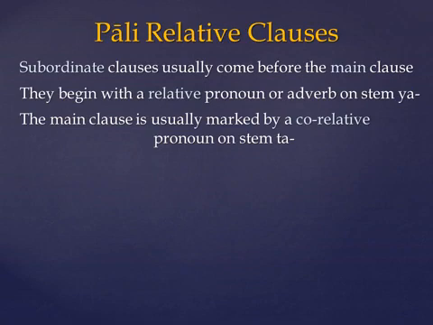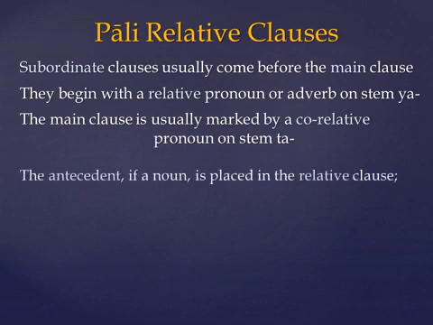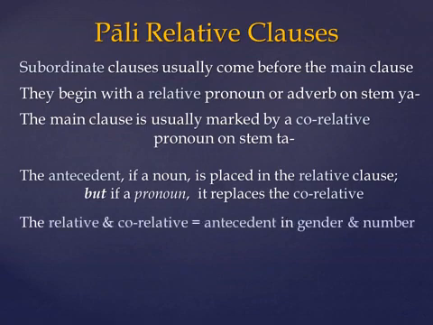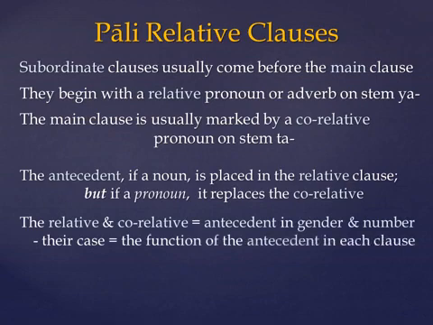The important things to remember are that the antecedent, if it is a substantive noun, will be placed in the relative clause, but if it's a pronoun, it will act as the correlative term. Also, both the relative and correlative pronouns will agree with the antecedent noun in both gender and number, whereas their case is defined by the function that the antecedent is playing in the two clauses.